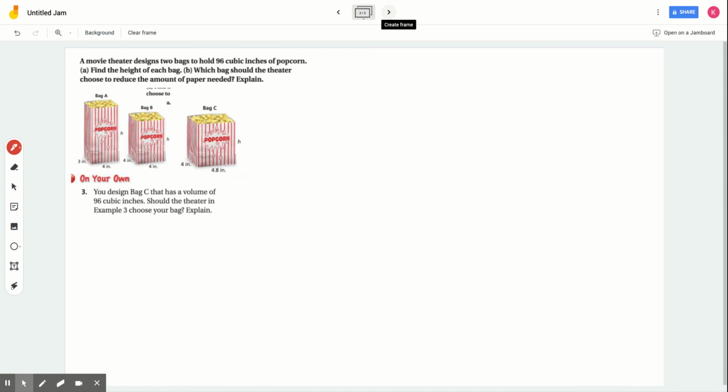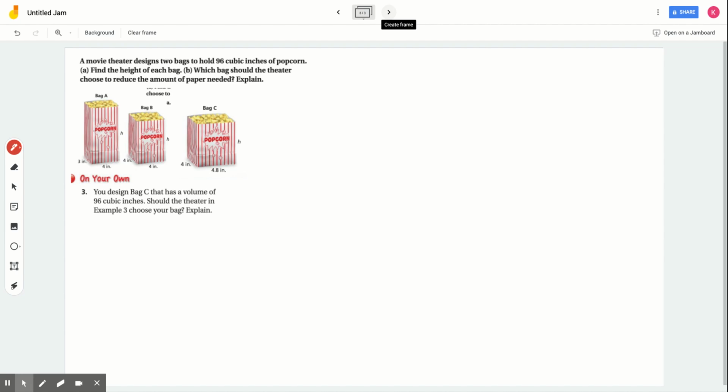Now, as we look at the next one, it says a movie theater designs 2 bags to hold 96 cubic inches of popcorn. Find the height of each bag. Which bag should the theater use to reduce the amount of paper needed, and explain? So it says you design bag C that has a volume of 96 cubic inches. Should the theater in example 3 choose your bag?